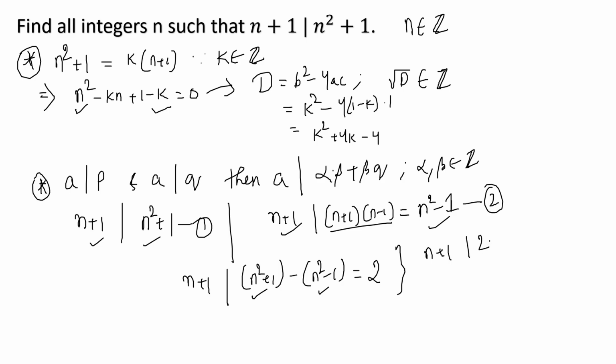And from now on, you do not need to do anything, because there are only a handful of integers which can divide 2, which are the factors of 2, right? What are the factors of 2? The factors of 2 are simply plus minus 1 and plus minus 2.